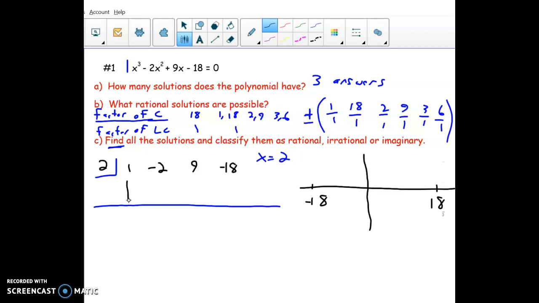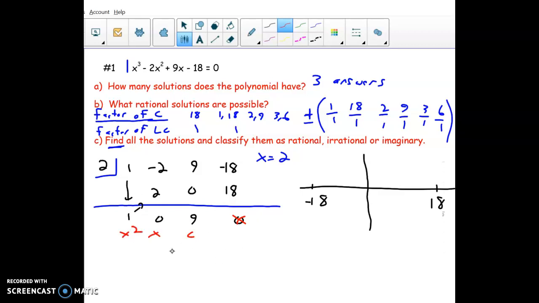Okay, and then drop this one down is 1, multiply with the window to get 2. Add them together to get 0, multiply with the window is 0, add is 9, multiply with the window is 18, add them together is 0. Right, so things are going well because we got a remainder of 0. And so now we have constant x and x squared.